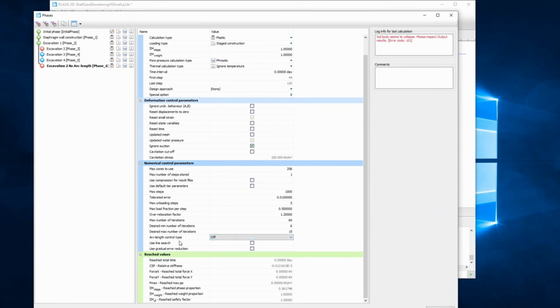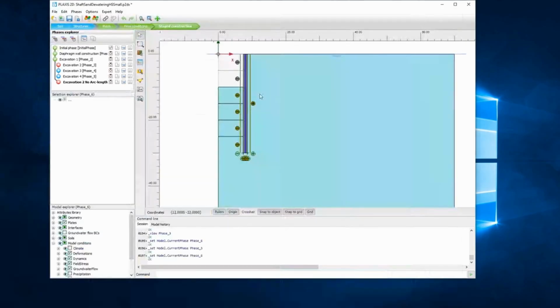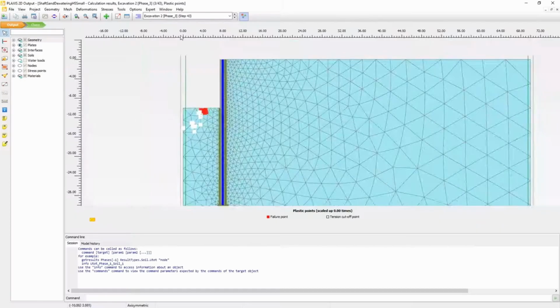So by disabling the arc length control, there is no longer any mechanism for Plaxis to lower the load. In fact, without any arc length control, the increase of the stage can only be steady. Let's take a look at what we obtained in that situation.